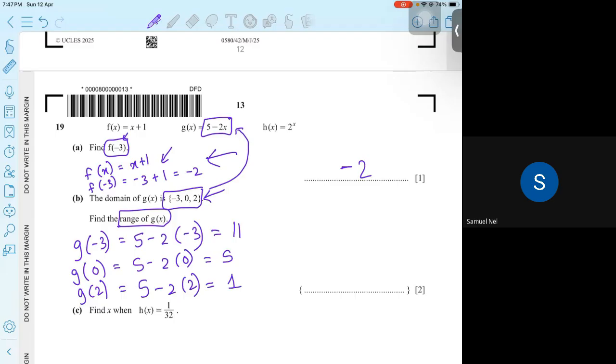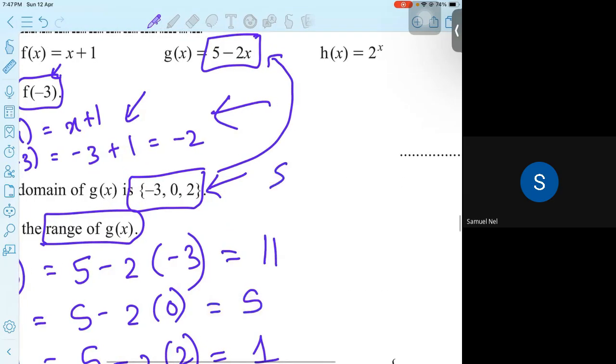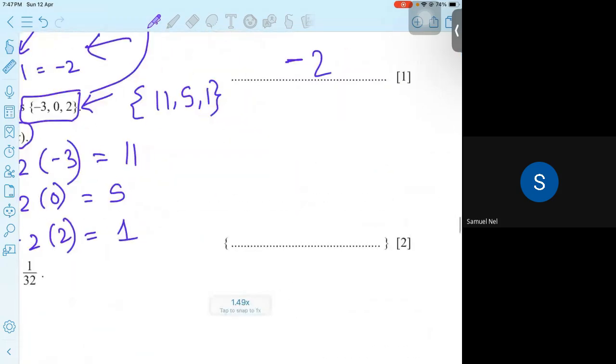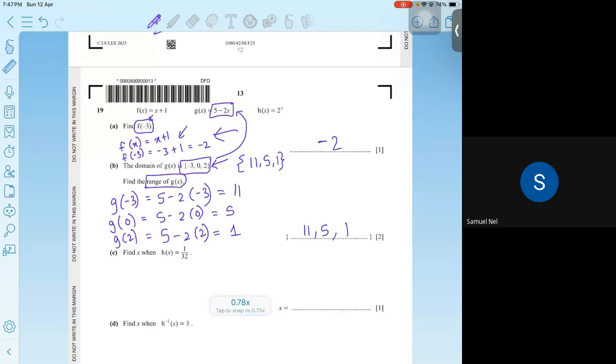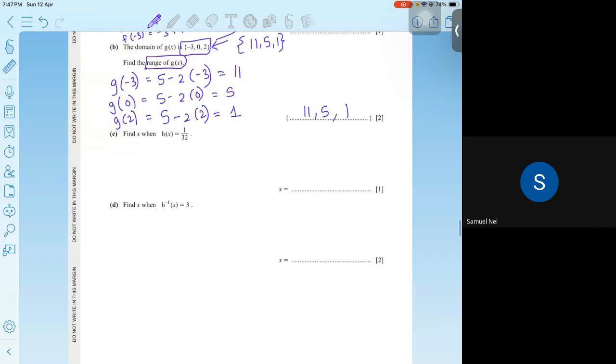Are you all with me? So the range should be written in the same format as this. It's 11, comma 5, comma 1, and you close the bracket. Oh, you also have curly brackets here. So you just write {11, 5, 1}. Are we all okay with this? Thank you so much. Let's move on.